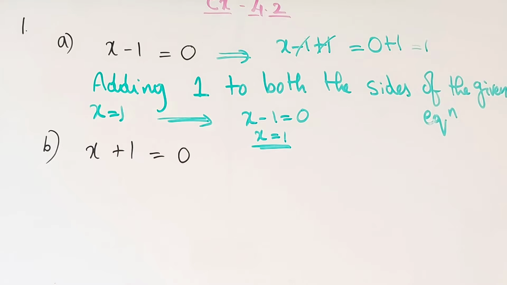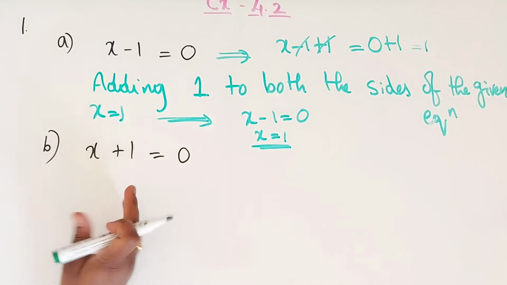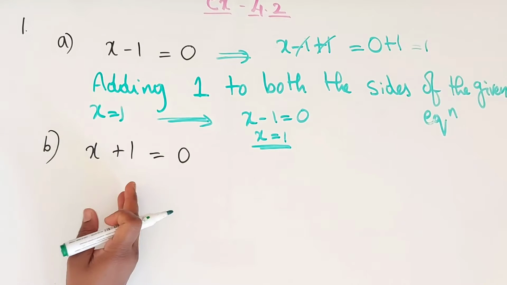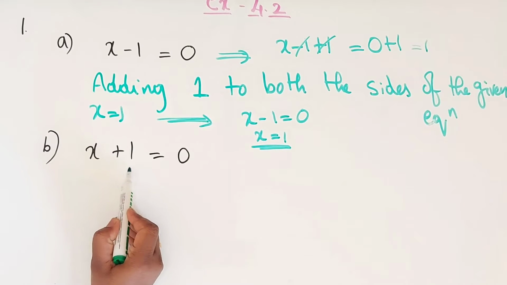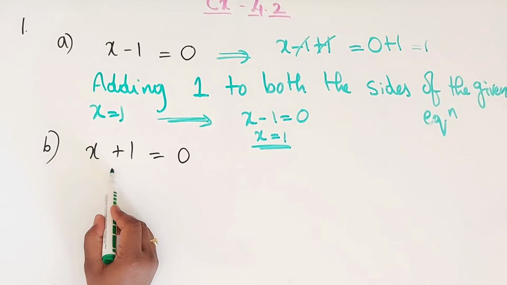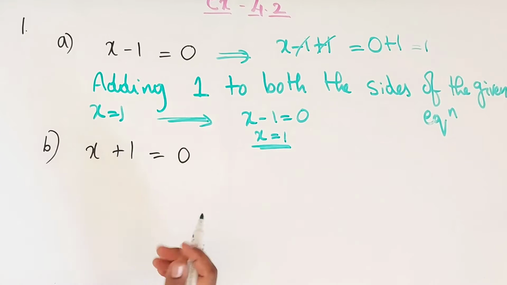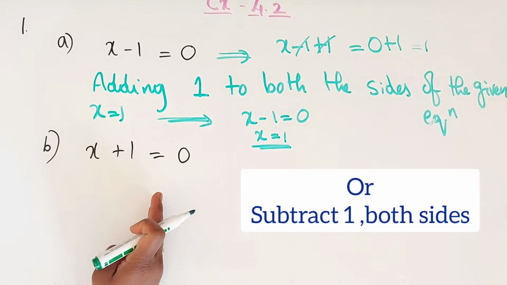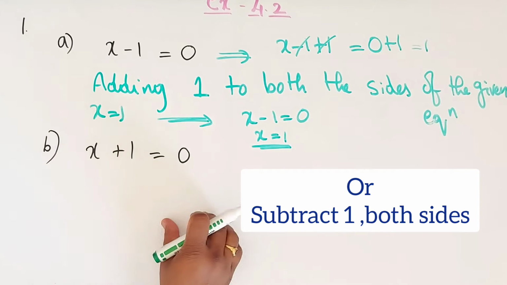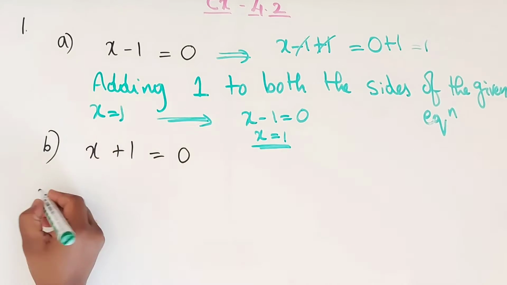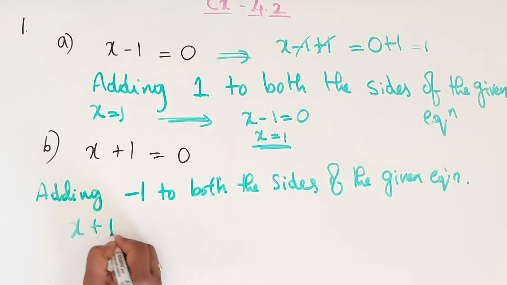Second one, x plus 1 equal to 0, children. Here left hand side we have x plus 1. We have plus 1 here. So we have to cancel this term. So we have to add minus 1. Then only we can cancel plus 1 minus 1. Therefore we are adding negative 1 to both the sides of the equation, children. This is the equation. Correct, children?